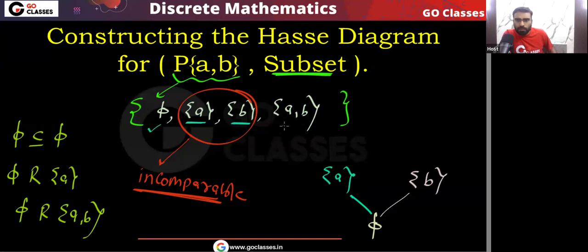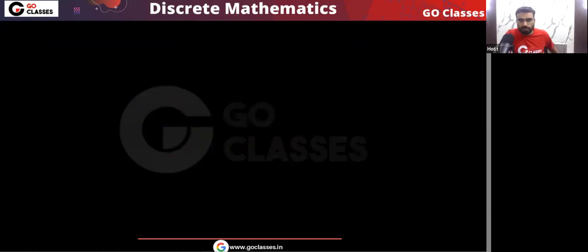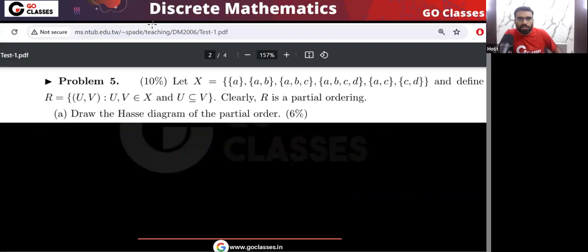And finally, where to put this element? You can see this is also a subset of AB and this is also a subset of AB. So this is the diagram you will get. Is this clear? So this is your Hasse diagram. Very simple. Now let's move on. Now let's solve this question. Try to solve it.